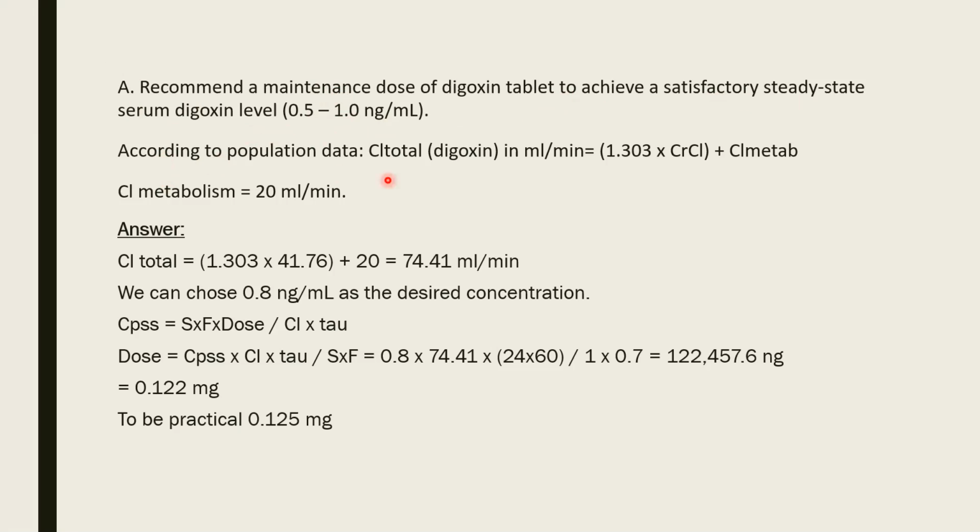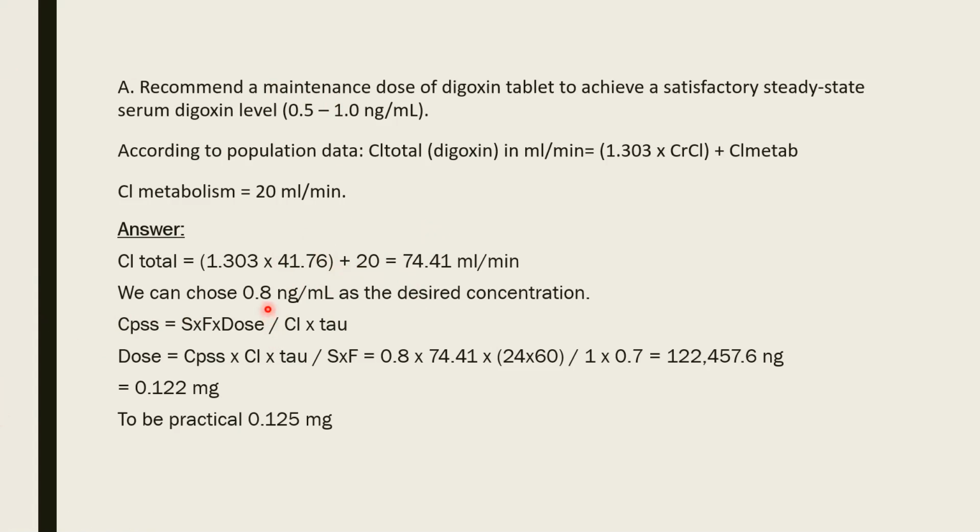According to population data, because we don't have any of this patient data yet, we use population data. So what we do is calculate the total clearance of digoxin using this formula. The metabolism clearance is 20 ml per minute, because this is for heart failure. You put into the calculation 1.303 times the creatinine clearance that we calculated, and then plus 20, so we get 74.41.